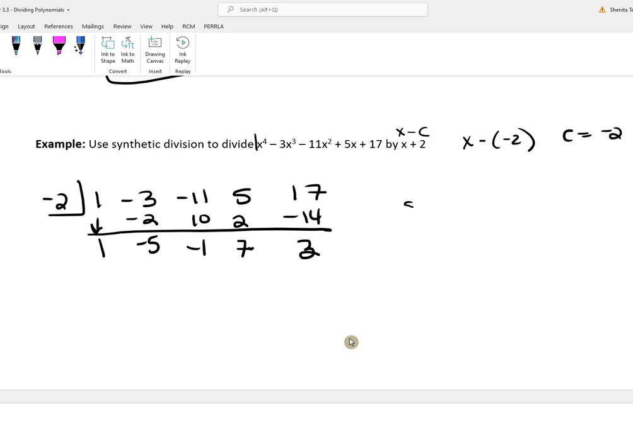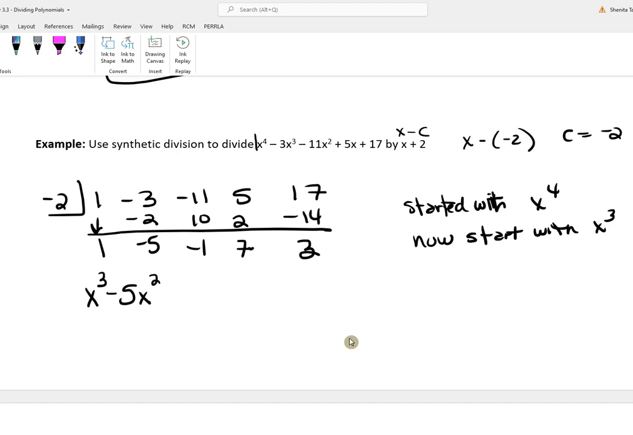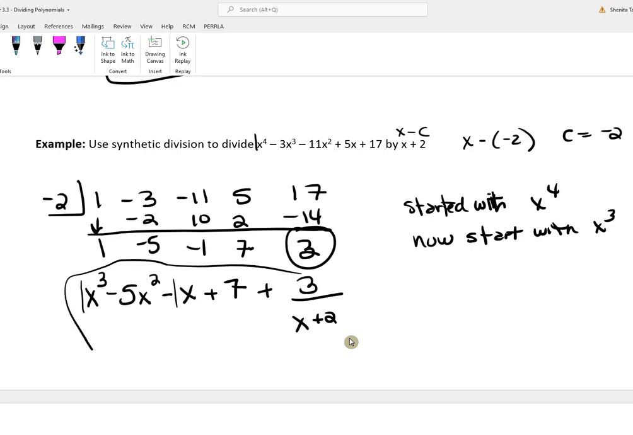Okay? So you started with x to the 4th. Now you're going to start with x cubed. All right, so this will be 1x cubed, or you can just say x cubed, minus 5x squared, you just go in descending order, minus x plus 7. If you want to put ones here, that's fine, you don't have to. And then I have a remainder. This will be 3 all over what I divided by, 3 over x plus 2.